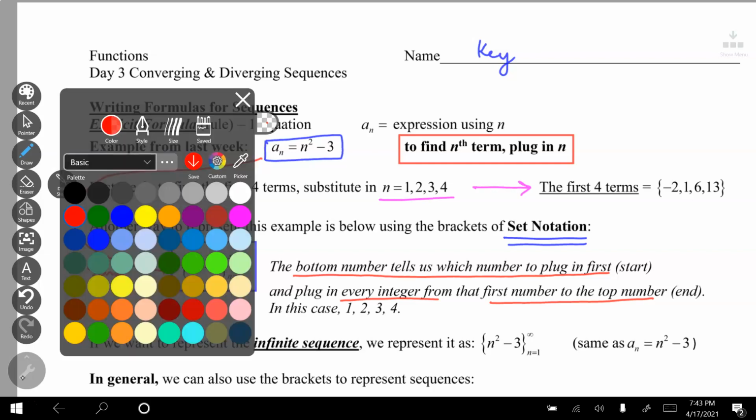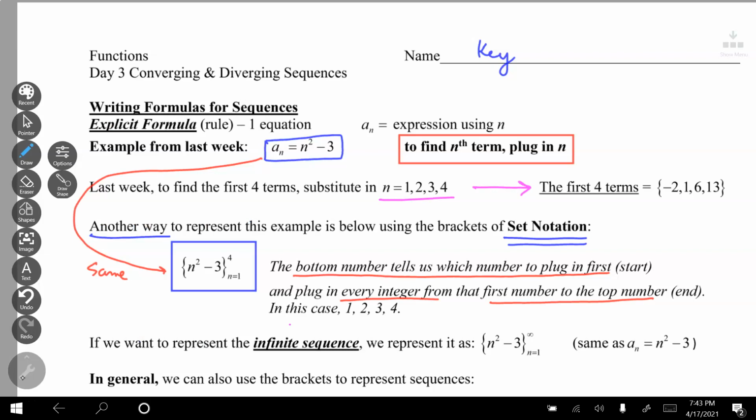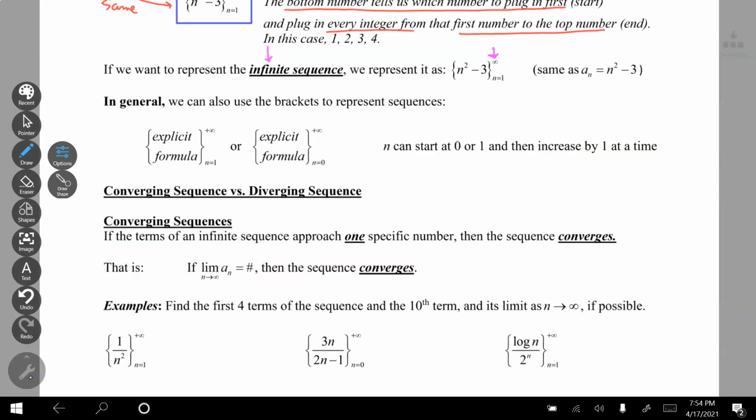So if we want to represent an infinite sequence, we would make it go to infinity instead. So instead of using the explicit formula a sub n equals or b sub n equals, we could use these brackets to represent a formula, and we're going to pay attention because sometimes we're going to start with n equals 1, and sometimes we could start with n equals 0. It just depends what's given to us.